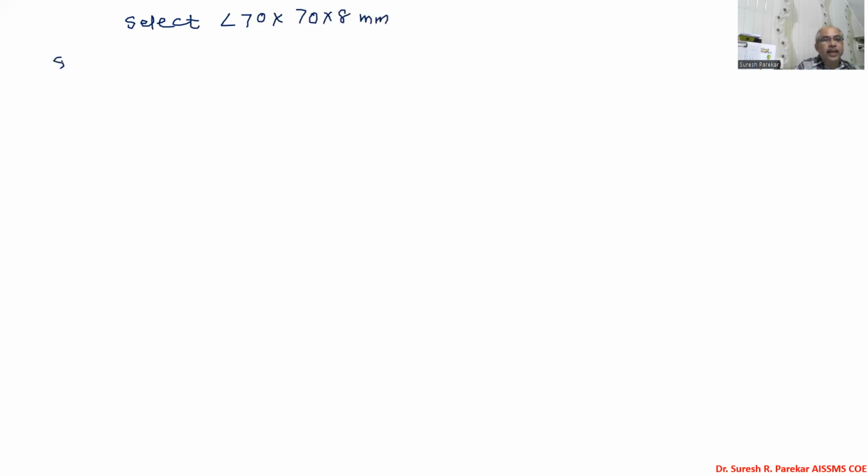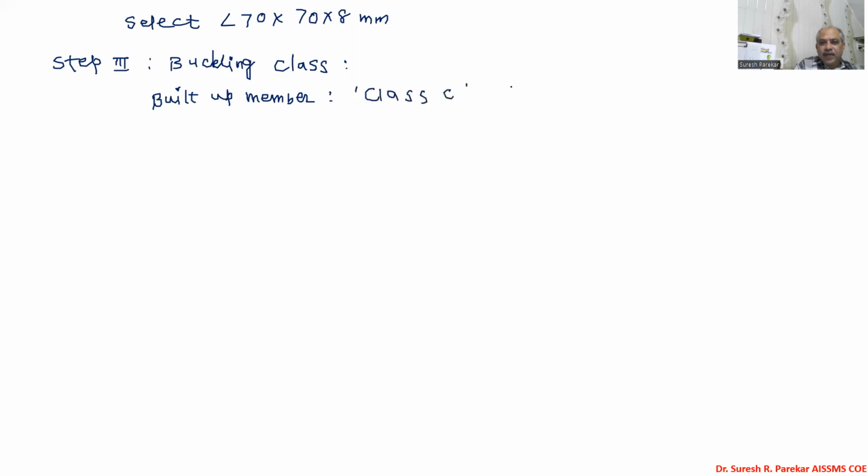Then we have step 3, buckling class. Classification we will not go for, because we have a built up section and we do not have it for built up section. The buckling class for a built up member is C, because we have 2 angles, and for a built up member we have class C, and therefore we have to use table 9C.